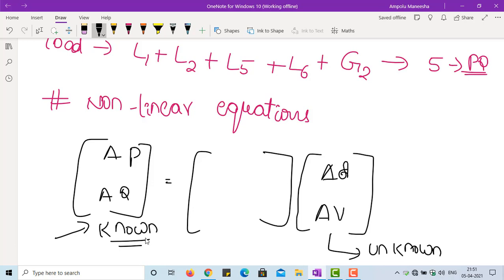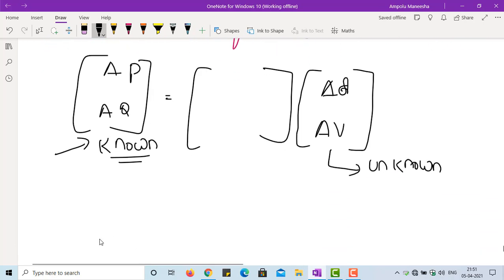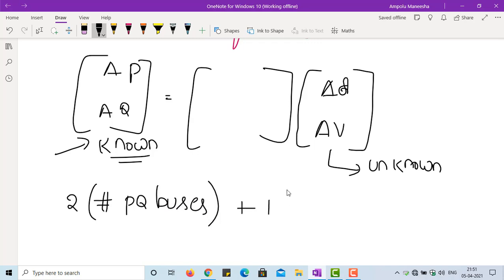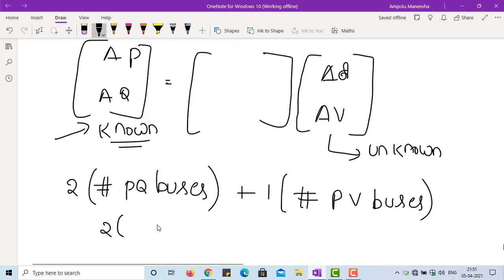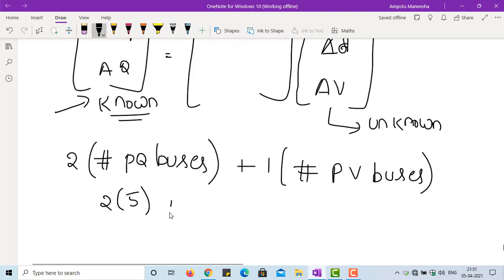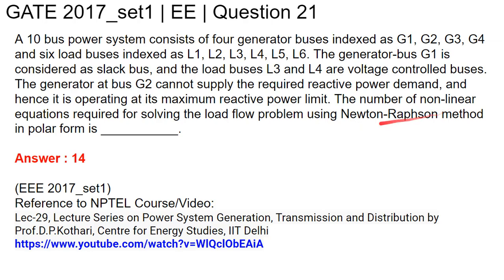So the total number of non-linear equations is 2 into number of PQ buses plus 1 into number of PV buses. Just now we found the number of PQ buses are 5 and PV buses are 4. So 2 into 5 plus 1 into 4, that is equal to 14. So the total number of non-linear equations are 14. The number of non-linear equations required to solve the problem are 14.